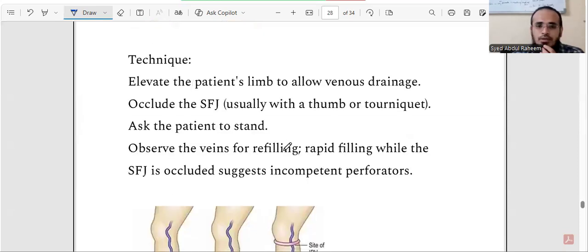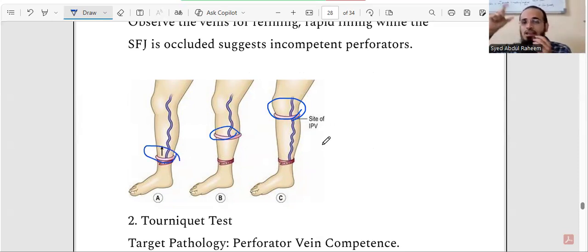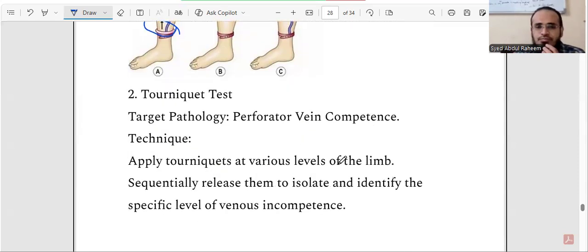So you have another test also. You can tie here, tie here, and tie here. You have to make that area with the veins visible. If the veins are visible and tortuous, it means positive.